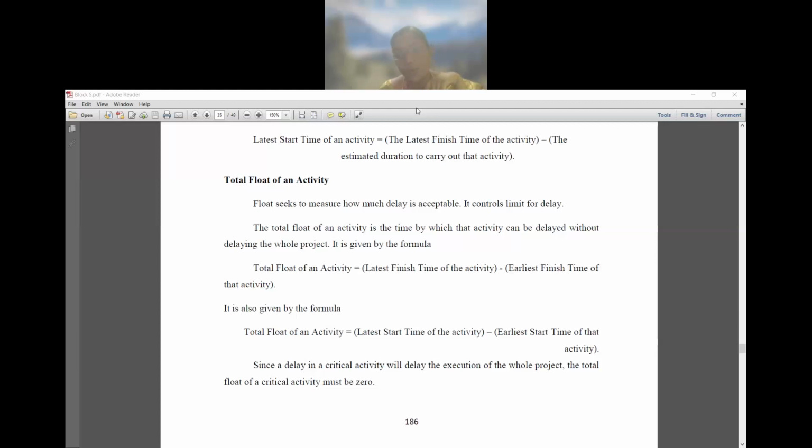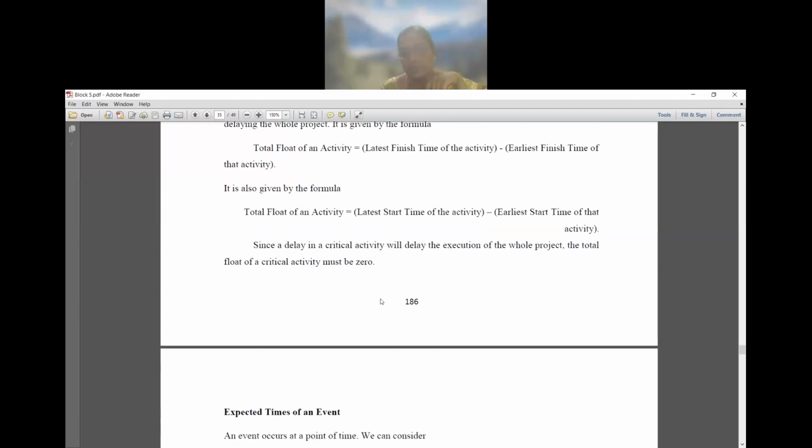Both are right. Okay. So, since a delay in a critical activity will delay the execution of the whole project, in that case, the total float of a critical activity must be zero. Total float of the critical activity must be zero.